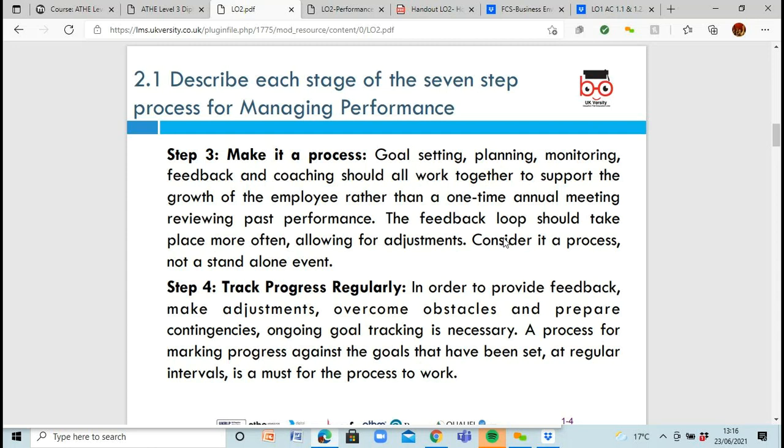So track your progress regularly, either yours or your employee's. Give feedback, make adjustments. If there are any issues, any obstacles, try and overcome them. And then also prepare for contingencies. So if something goes wrong, what can you do to come out of that situation? What can you do if funding dries up or if somebody has to go on sick leave and they're not able to do what they were meant to do? So see if there are any backup plans.